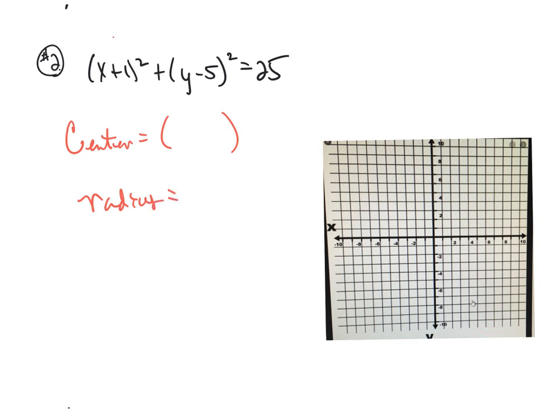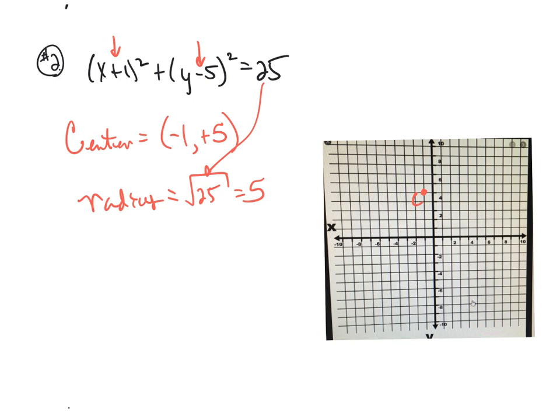So on this one, remembering anything inside parentheses is opposite of the sign. So the x-coordinate, the opposite of +1 is -1, and for the y-coordinate, the opposite of -5 is +5. Let me get a better 5 down there, guys. There we go, that looks a little better. And then the radius is going to be the square root of the number on the right-hand side. So the square root of 25 gives us 5. And then third, draw a picture. So again, center, radius, graph. So the picture this time, the center is left 1, up 5.